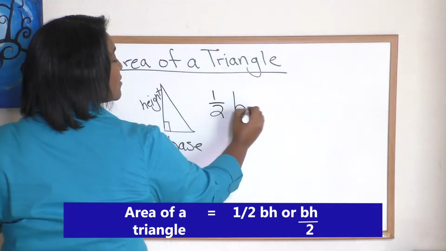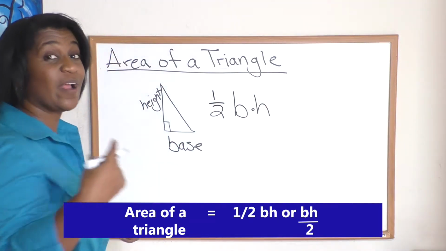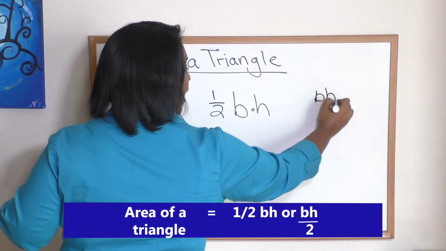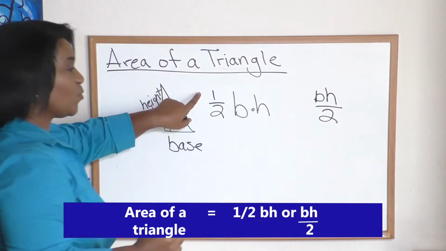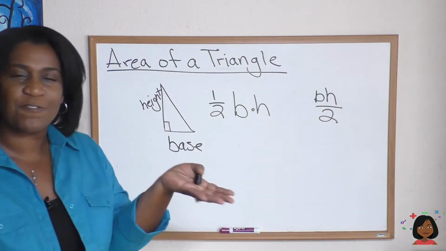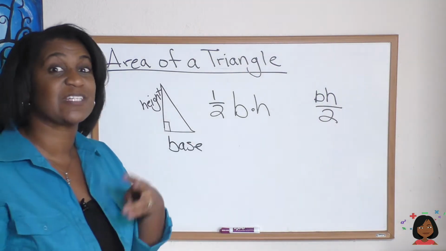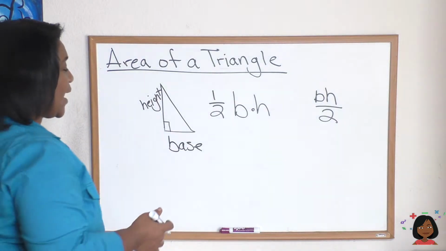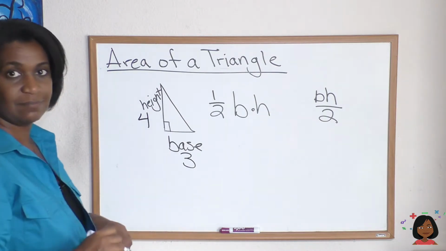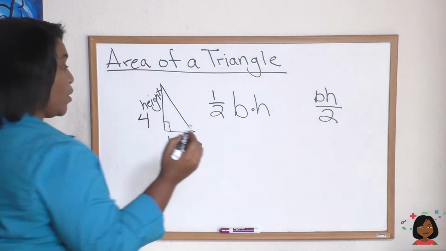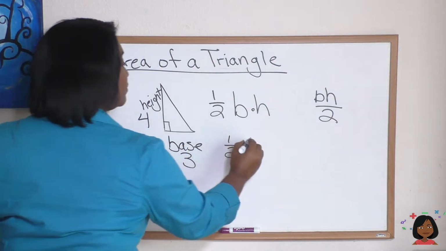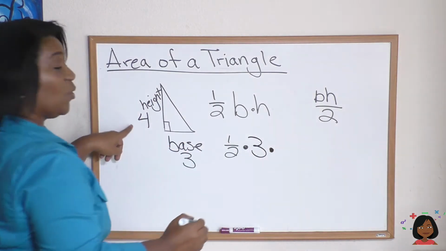1/2 base times height. Or another way to say it is base times height over 2. Because 1/2 times base times height is really base times height over 2. Doesn't matter, whichever floats your boat is the easy way to do it. But let's actually put some numbers to it now. Let's say I had a base of 3 and a height of 4. Well, let's follow the formula. 1/2 times my base, which is 3, times my height, which is 4.